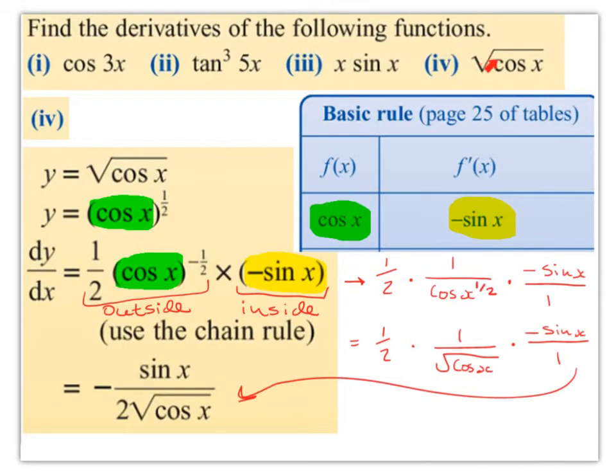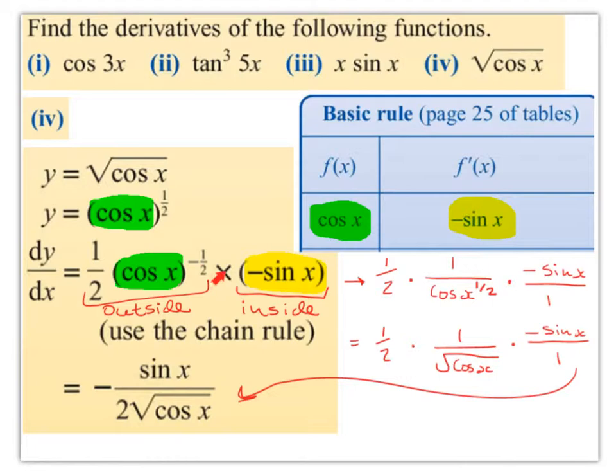Part 4. Root cos x. Well, root cos x can be rewritten as (cos x) to the power of a half. So we differentiate, we bring the power down in front, the half comes down in front, we keep the angle cos x, we reduce the power by 1. A half minus 1 is minus a half, so that's the outside.